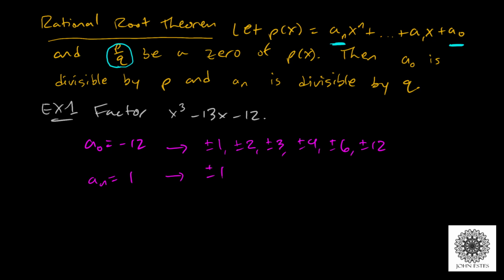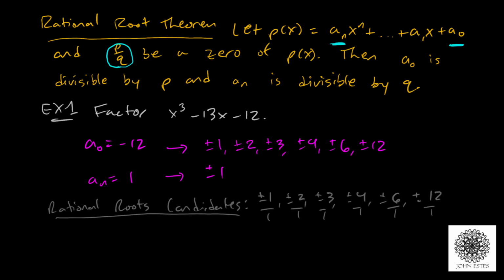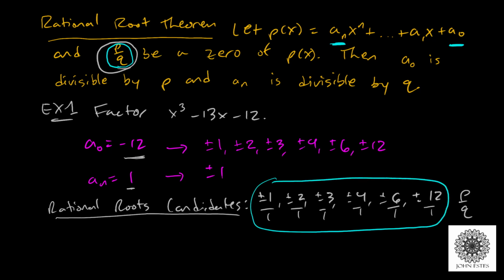So that means if I have a rational root, the candidates for my rational roots are coming from this list: plus or minus 1 over 1, plus or minus 2 over 1, plus or minus 3 over 1, 4 over 1, 6 over 1, 12 over 1. And where do we get that again? Remember, for your rational root p over q, the numerator has to divide the constant term, negative 12, and the denominator, that q, has to divide 1. So that is the list we get when we think of the things that can divide negative 12 and 1.